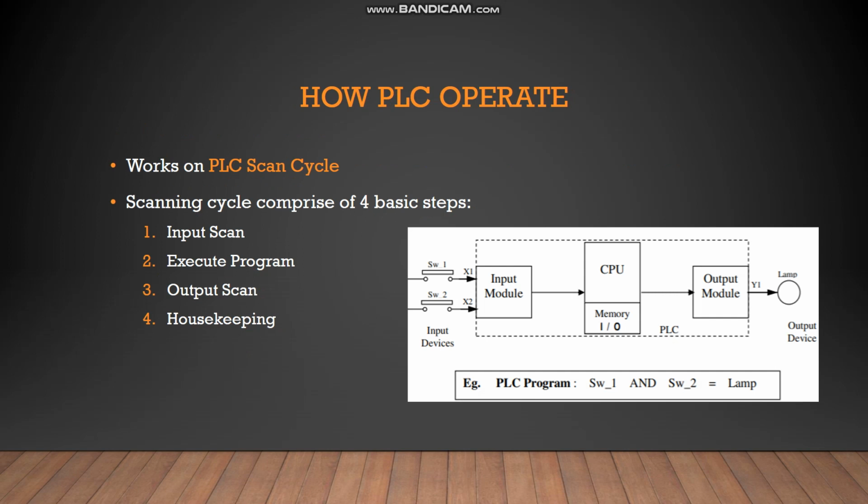The first step is the input scan, during which the current status of every input module is stored in the input memory table. Then in the second step, the CPU enters the program execution part, where it executes the logical program written by the user, and on that basis it updates the output memory table. Then in the third step, the updated status of the output memory table is transferred to the output module, by which output devices are energized or de-energized accordingly.